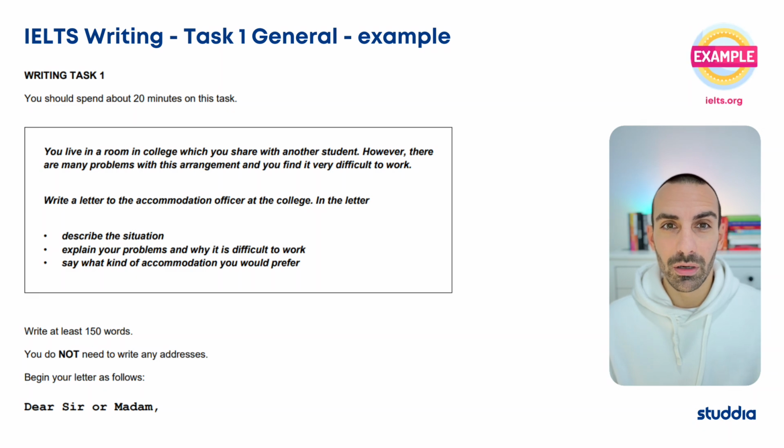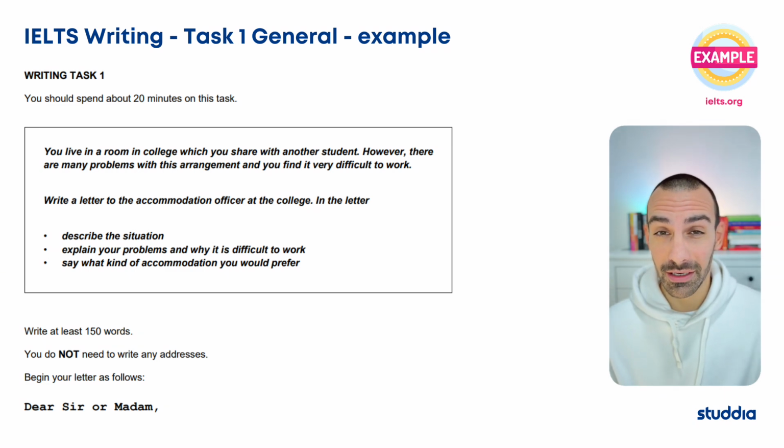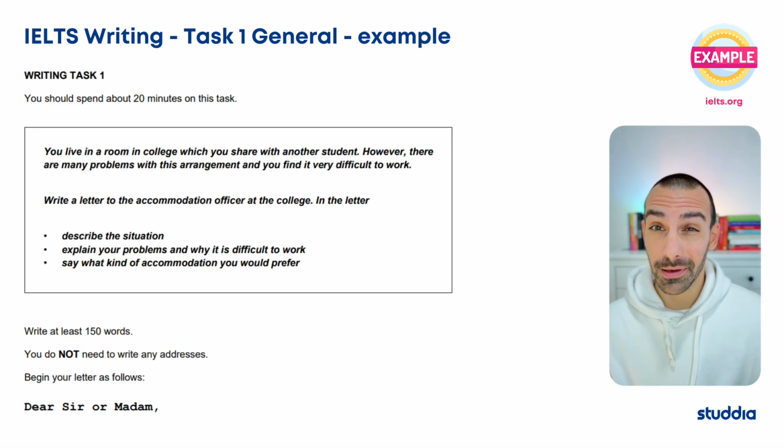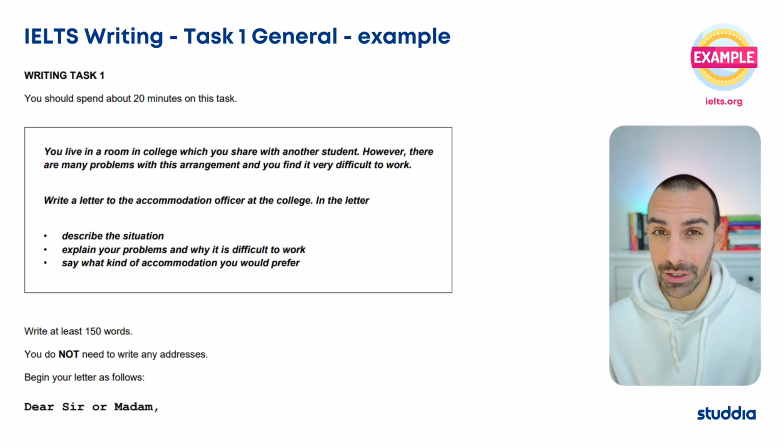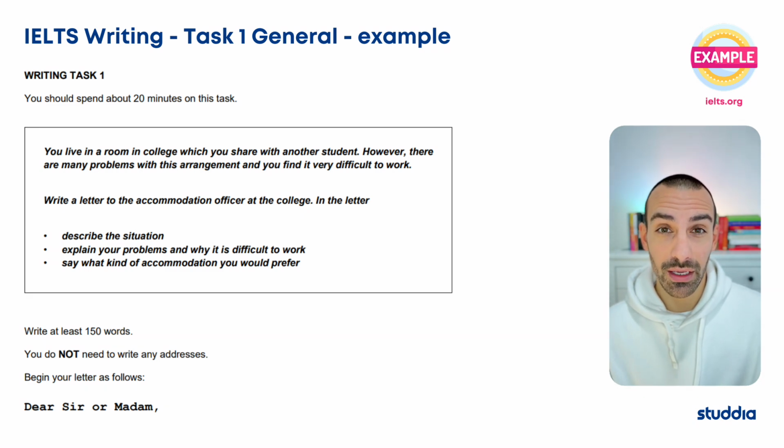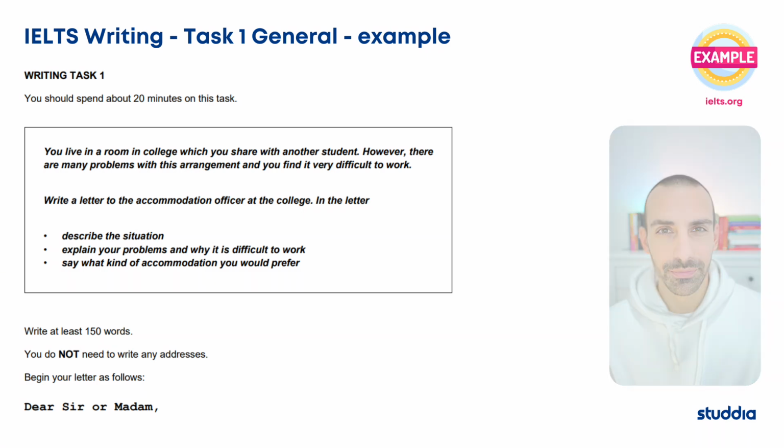Here we have an example of a General Writing Task 1. And this is the situation you're in. You live in a room in college which you share with another student. However, there are many problems with this arrangement, and you find it very difficult to work. Write a letter to the accommodation officer at the college. In your letter, describe the situation, explain your problems, and why it is difficult to work, and say what kind of accommodation you would prefer.